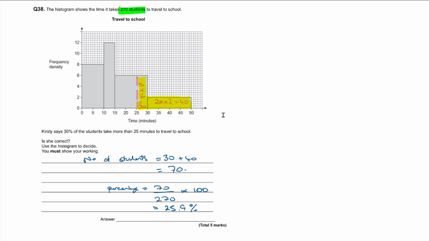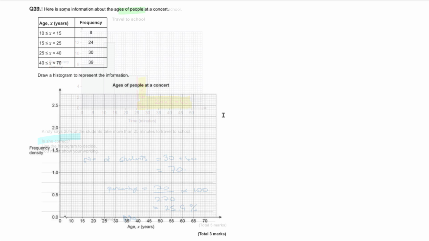So remember, we need to answer the question. The answer is not 25.9%. The question was, is she correct? And the answer is no. Okay, because it's not 30%. It's 25.9. Okay, question 39.